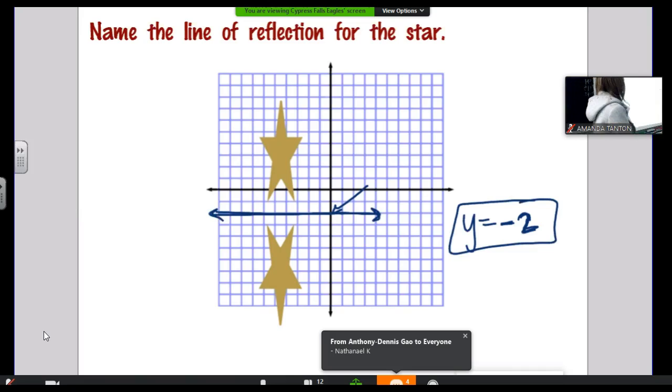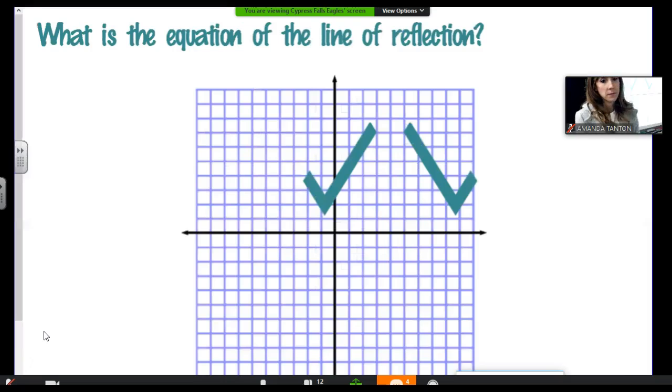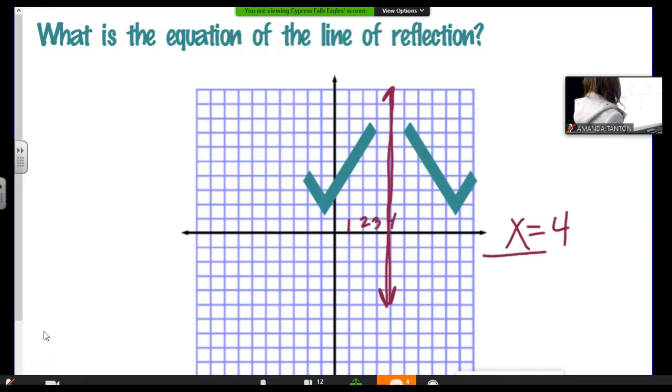All right, try this one. The equation of the line of reflection. Of course, this one's vertical, so it's going to be a different axis. x equals 4. Nice. It hits the x-axis exactly at 4, so that is the name of the line of reflection.